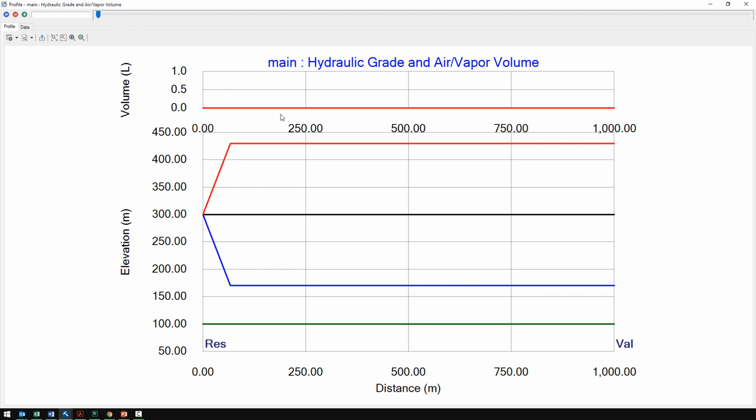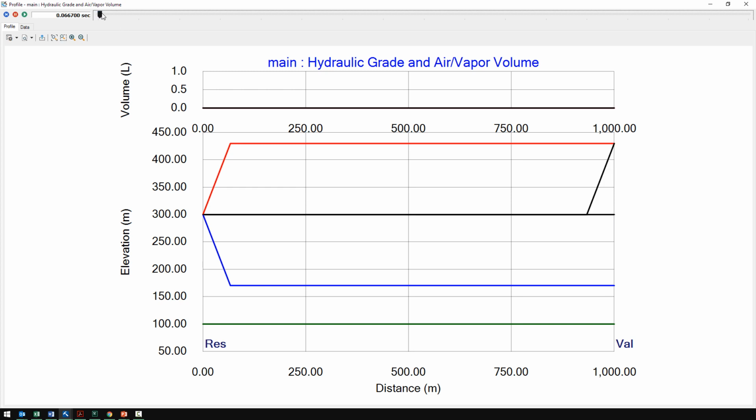What we're seeing right here is a profile view of that pipe. You can see the distance. It's a 1,000-meter long pipe. And the black line here is our starting steady state. Again, a transient is a transition from one steady state to another. In this case, since we have a frictionless system, the black line, which is our initial hydraulic grade, is basically flat. The reservoir is on the left and the valve's on the right. So we're going to simulate what happens when this valve on the right closes instantly.